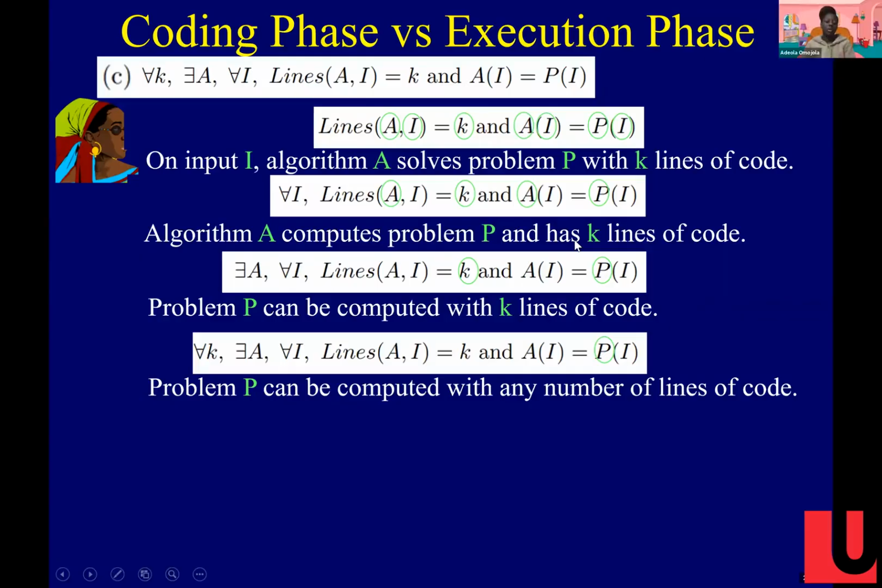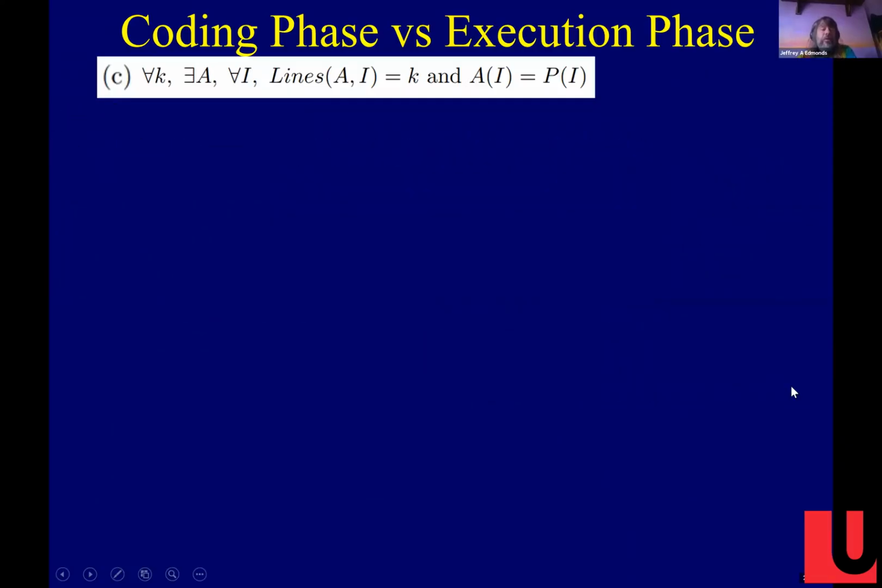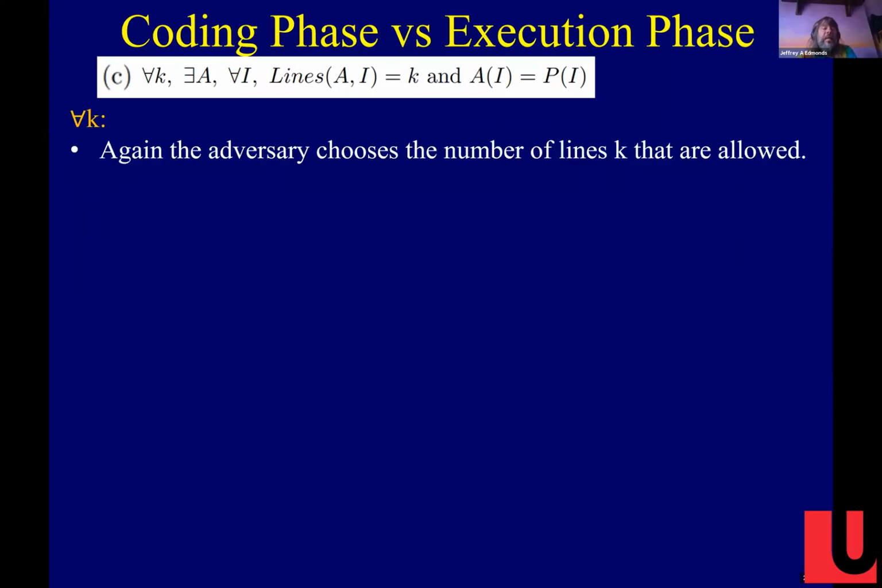Oh, okay. Right? All right, so this is saying something about P, right? What is it saying about P? P can be computed with any number of lines of code, right? All right, so now let's play. What's the game?